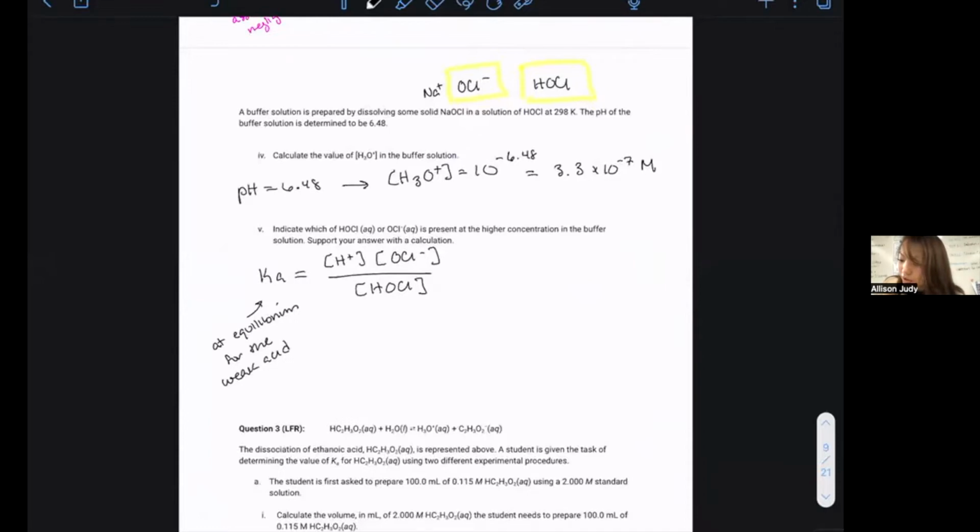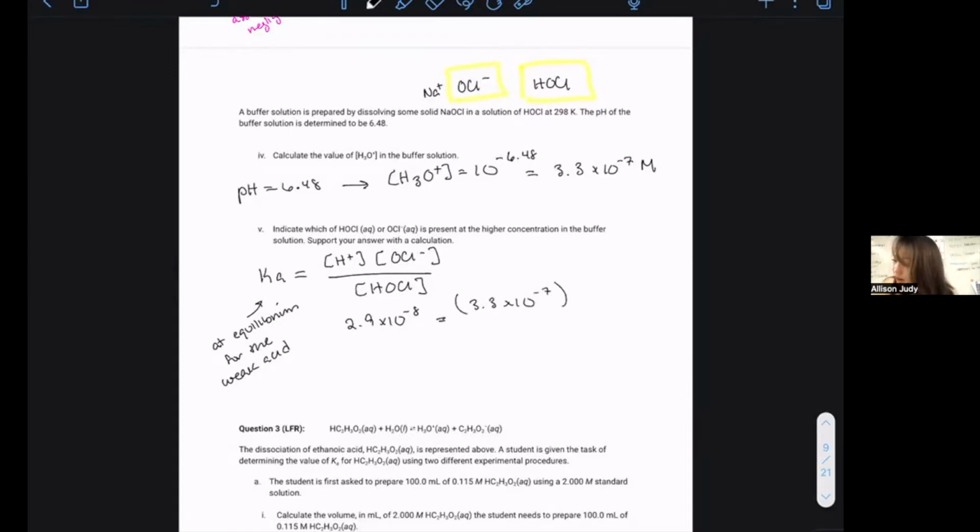So you plug in what you know. Well, I know that Ka is equal to 2.9 times 10 to the negative 8th, according to the data they gave me. And that's going to equal the concentration of H plus, which I just solved for my buffer solution. I was given the pH, therefore I could solve for the concentration of my H3O plus or H plus ion present at equilibrium for the buffer solution. And I get that at 3.3 times 10 to the negative 7.